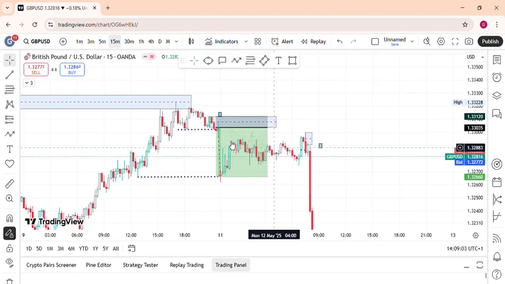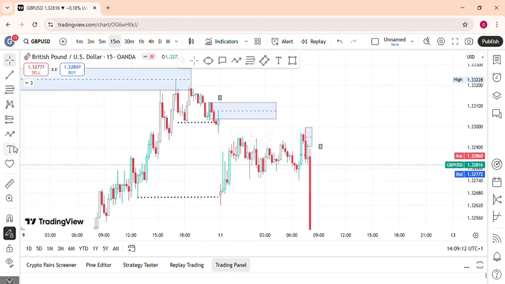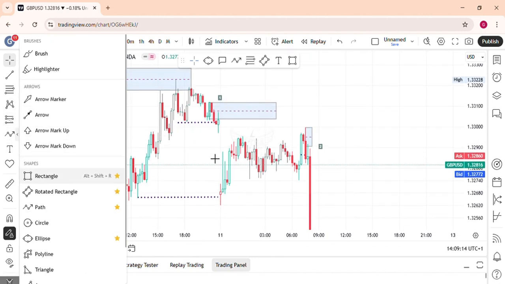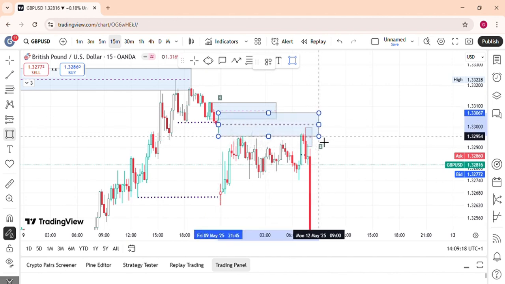So the next one, let's take this one out. There was a fair value gap here. So this fair value gap, as we all know, we should look at fair value gap and how price could react to it. So there's a fair value gap here. Let's take this like this. Fair value gap here.